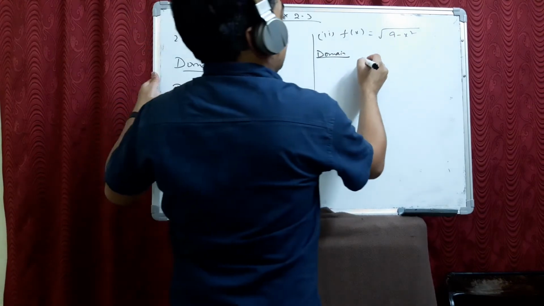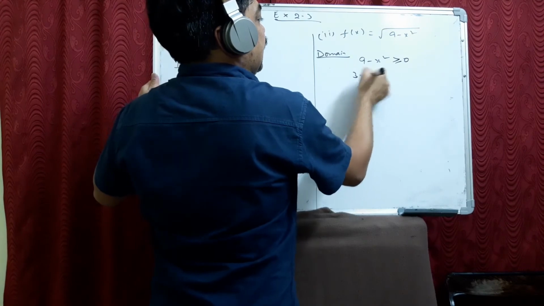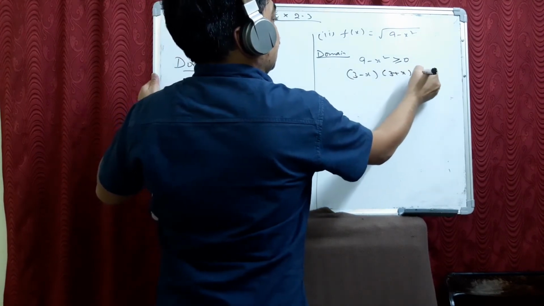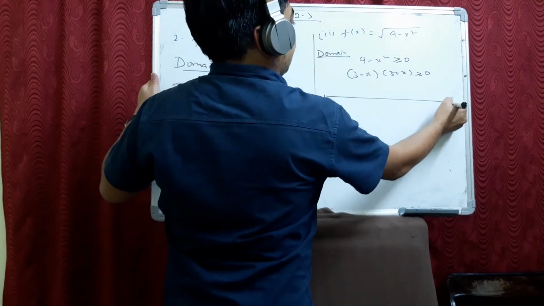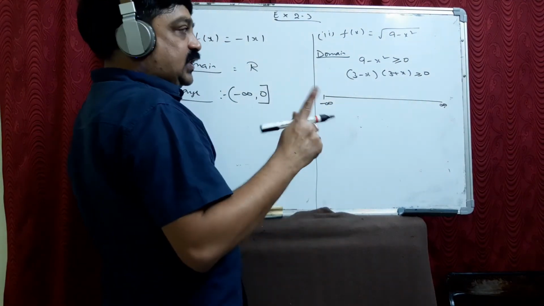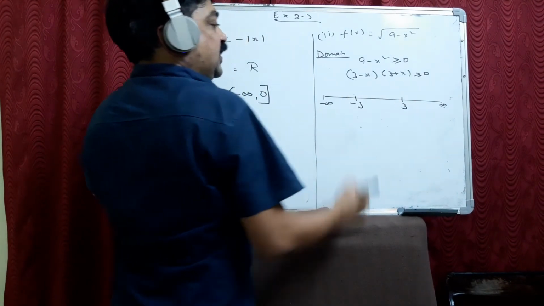Let us take 9 minus x square should be positive. You can write this as (3 minus x) into (3 plus x), positive. Take a number line, minus infinity to plus infinity. What are the roots here? One is 3 and one is minus 3. So write in ascending order, minus 3 and 3.